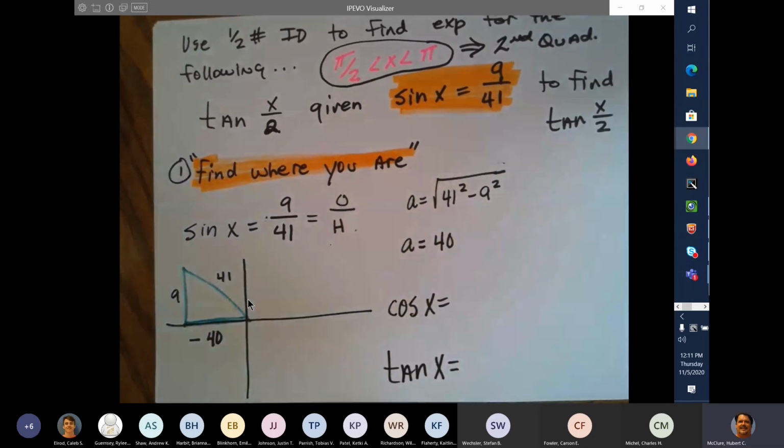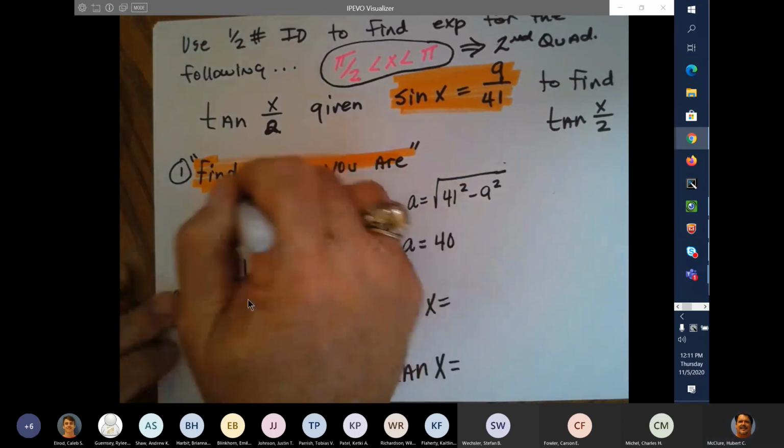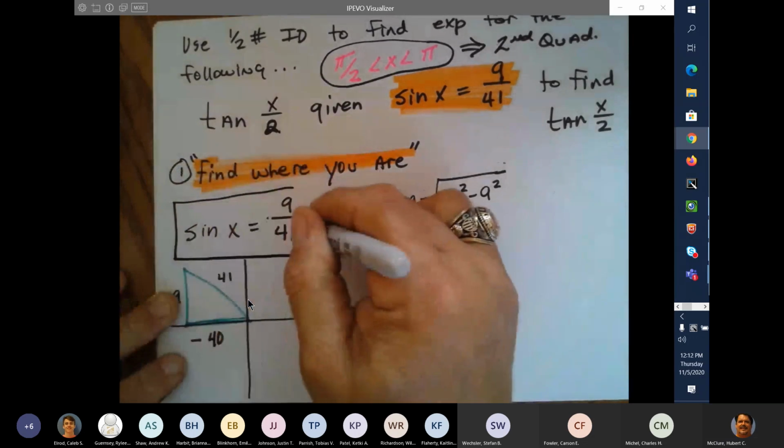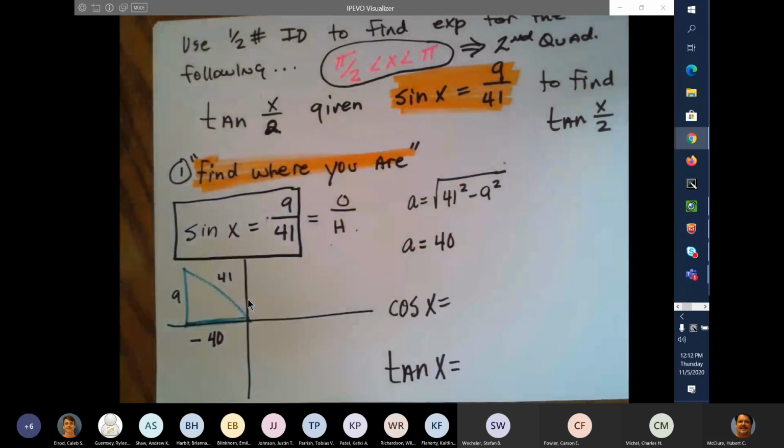Because we haven't decided what we need, but we need to write down what we have. We've already got the sine. So now we need to write down the cosine and the tangent. I'm going to get another highlighter. I hadn't used yellow, so I'm going to highlight this.